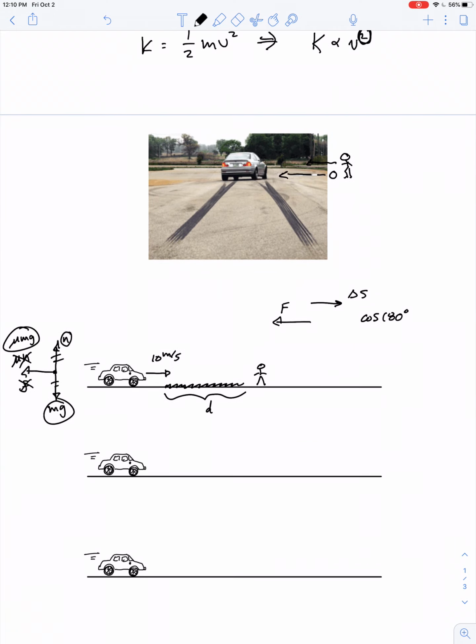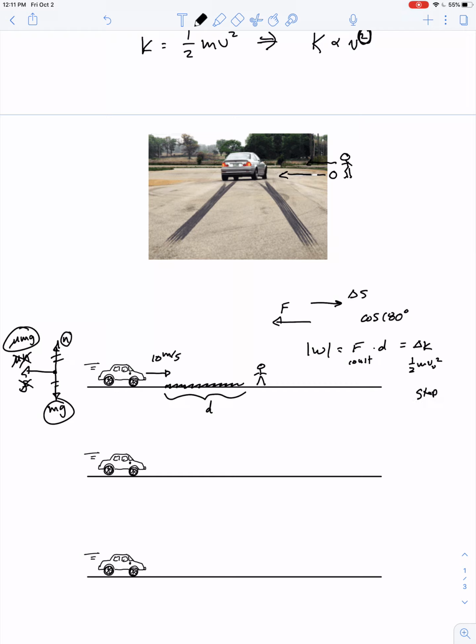So the amount of work, the magnitude of that work, is equal to the force of friction, which is constant, times this displacement d, and in the end that has to equal the change in kinetic energy, which is 1/2 mass times initial velocity squared, right? The final kinetic energy is going to be 0 because they stop.